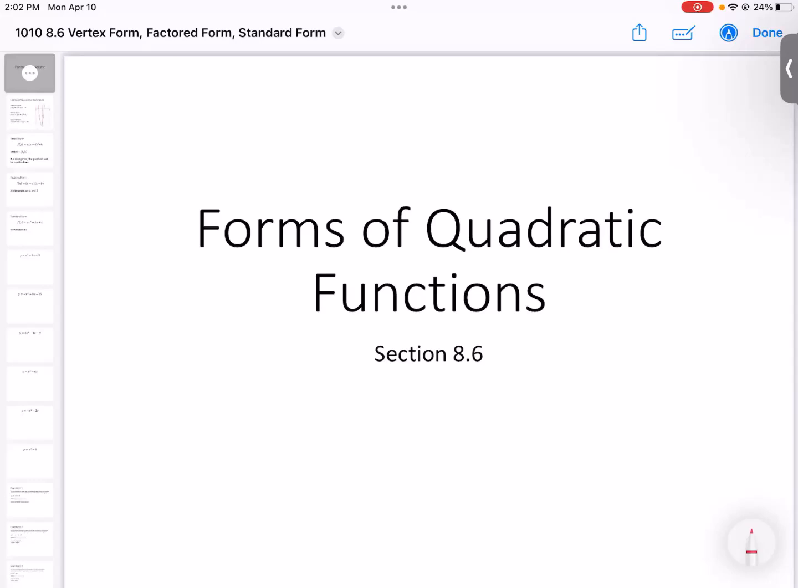Okay. So our lesson for today is section 8.6. This is our last section in chapter 8. And basically it's learning how to graph quadratic functions, even if it's not automatically in the form that we learned last class.